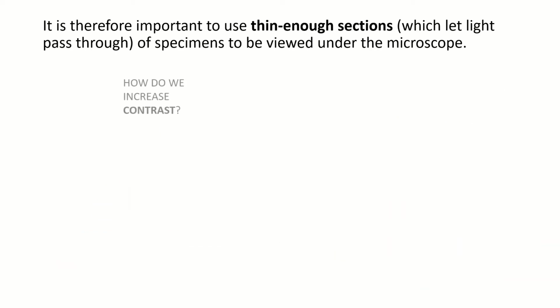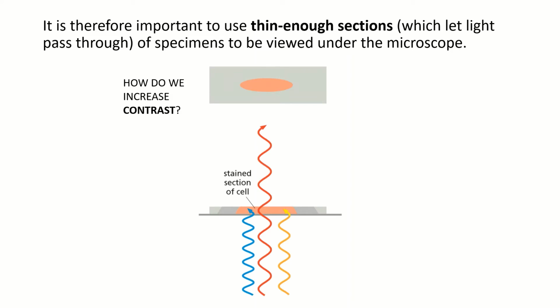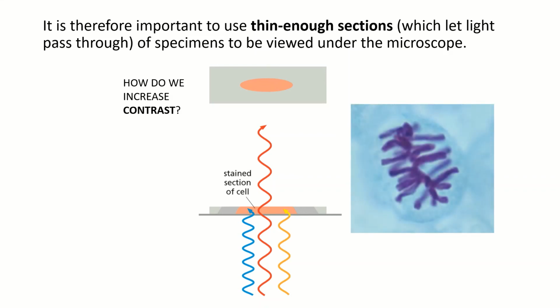And lastly, it is important for our specimens to be thin enough so that light will pass through them. But cells in their natural state are usually colorless, like jelly without color. So it's important to stain them. The staining of these specimens will allow an increase in the contrast in the image that we see under the microscope. So this is why we stain our specimens when we view them under bright field light microscopy.